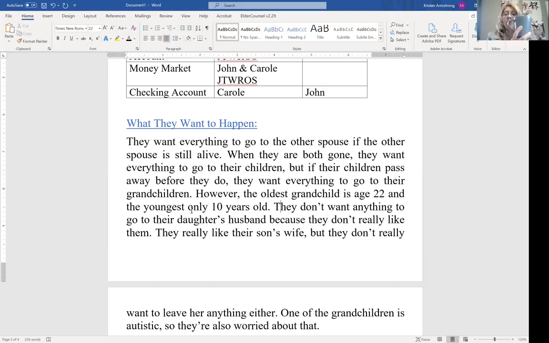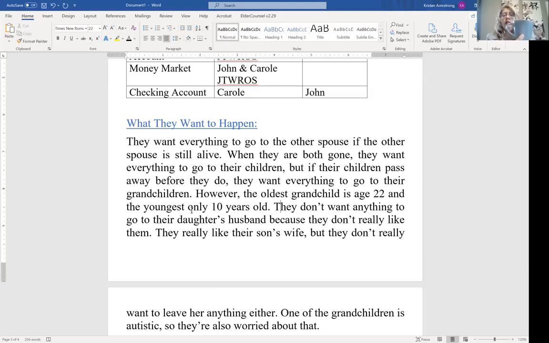So the trust sets forth the rules. It says, when me and my wife pass away, we want everything to go to our children. If one of our children dies before us, we want it to go to their children, but we don't want their children to get it outright because we want their children to only get it at certain ages. And we're also worried about our grandchild who is autistic, and we don't want him to lose any of the benefits that he might be on. So we want to take care of special needs provisions inside of this trust as well.